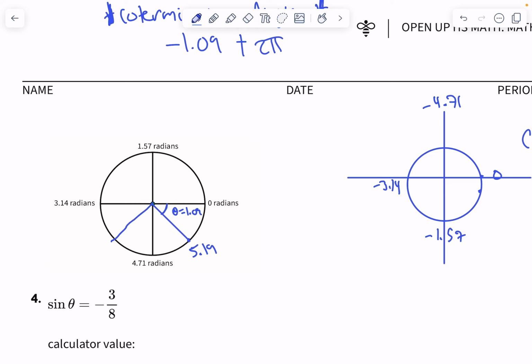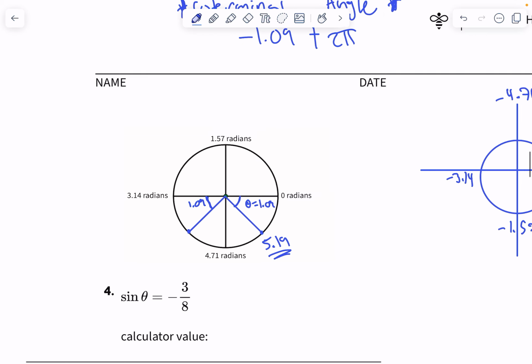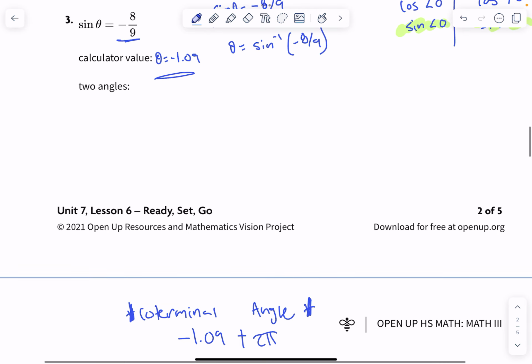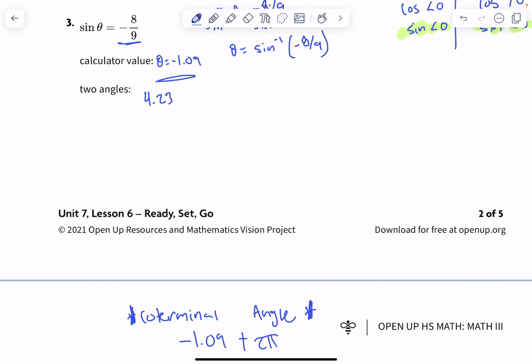Okay, so then let's think about this over here, because I have two sines. Sine is negative in two quadrants. So right there is my one angle. And then how would I find this angle? Okay, so how much is this right here? 1.09. So here, instead of subtracting pi or theta, I'm going to do 3.14 plus 1.09. Okay, and that is equal to 4.23. So my two angles are 4.23 and 5.19.